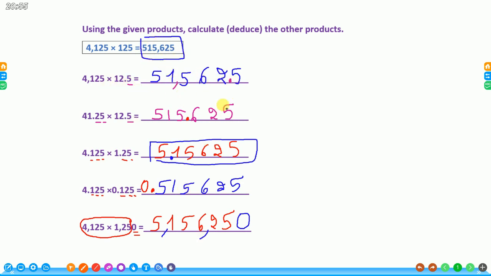So in conclusion, to deduce the answer of a given product, I copy the given product, then I put the decimal point in the correct place by counting the total number of digits in the decimal part of both numbers, except when both numbers are whole numbers. Sometimes we have an extra 0, and this 0 we added to the right.